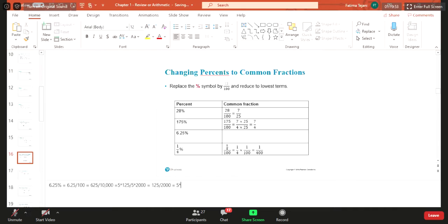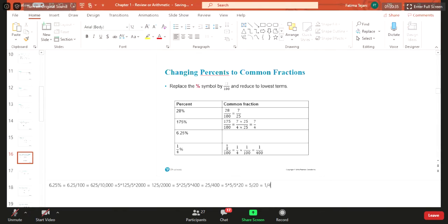By 5 again. 5 twos are 10 and 5 fives are 25. So 25 divided by 5 is 5, and 5 fours are 20, so 400 divided by 5 is 80. Now then you can divide it by 5 again. You guys can do it on your own rough pages, you don't have to write out all the calculation. That's okay.